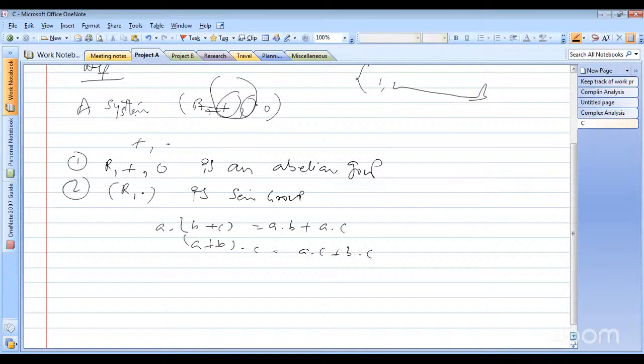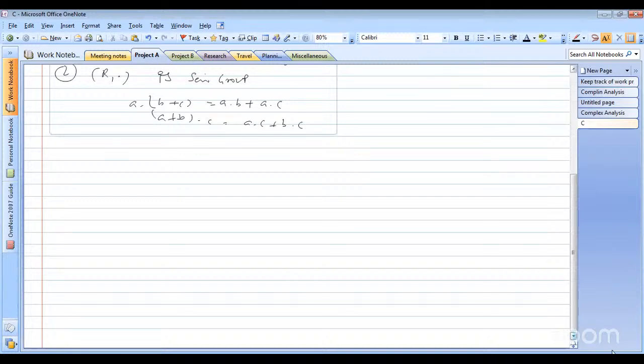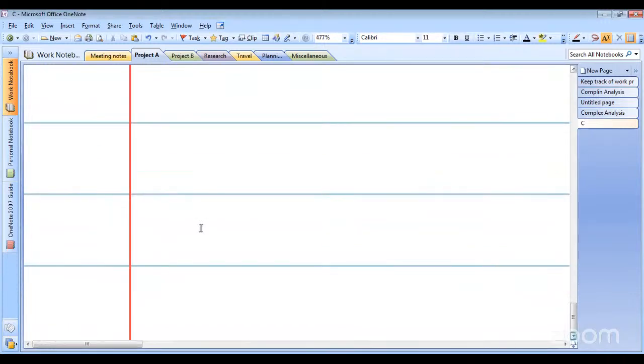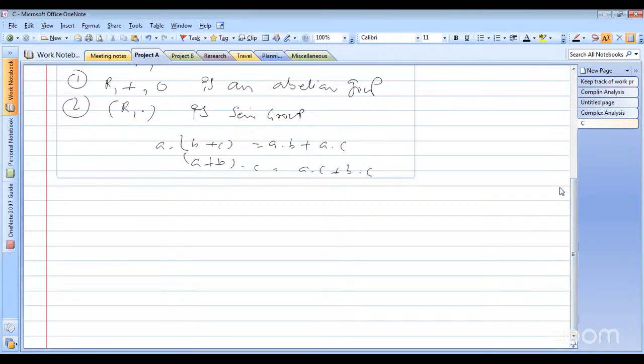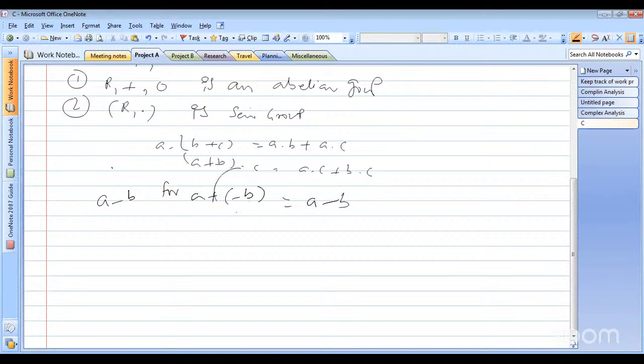So in this ring (R, +, ·, 0), we are taking the operations plus and dot, that is, addition and multiplication respectively, and the element 0 is called the zero element or additive identity. For any A, B belonging to R, we write minus A for the inverse of A in the group (R, +, 0), and write A minus B for A plus minus B.